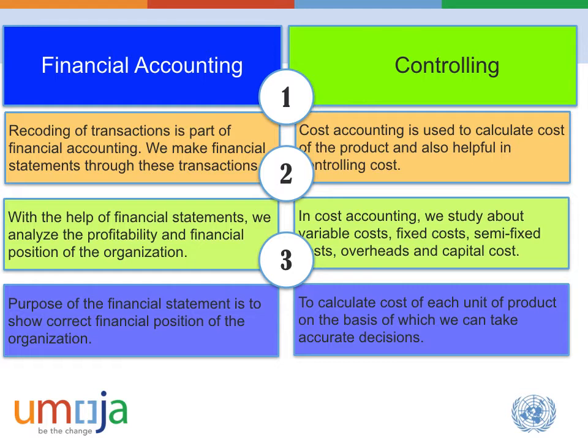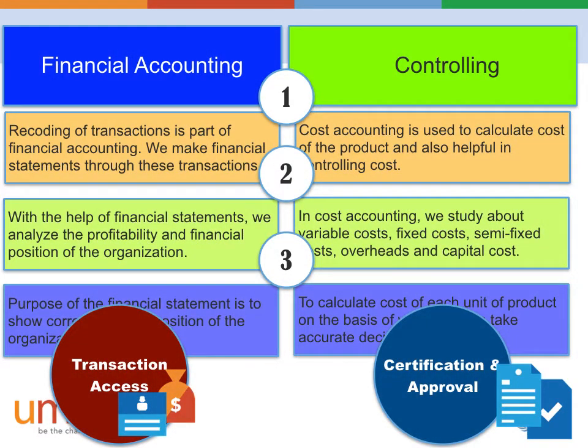Another point: financial accounting's purpose is showing the correct financial position. However, on the controlling side, the cost is utilized to make better and more accurate decisions on a process or on a transaction. So by and large, in financial accounting, where the transactions are made, behind the scenes we care about the transaction and access. However, on the controlling side, we are enabling decision making by providing the certification and approval process based on the controlling object.